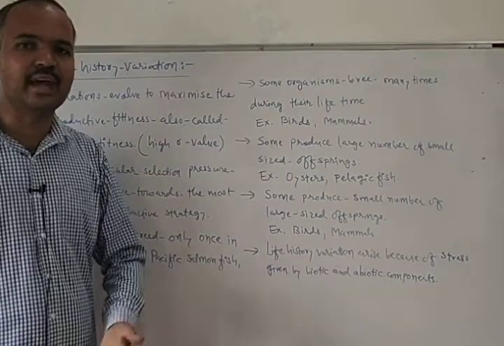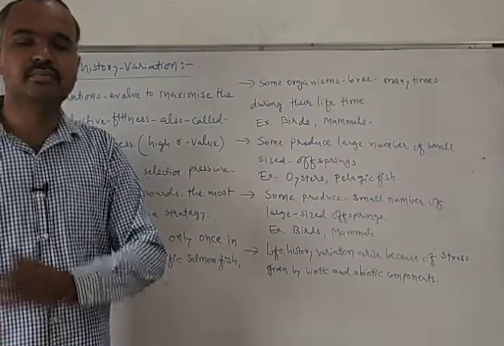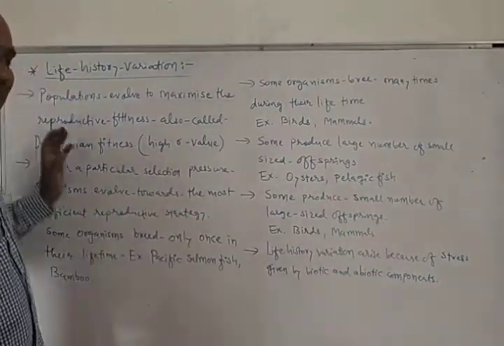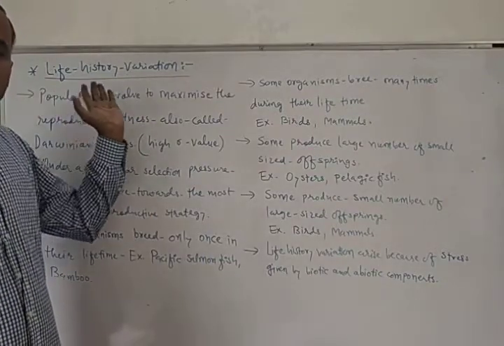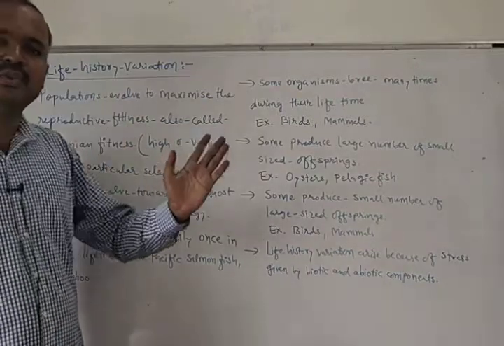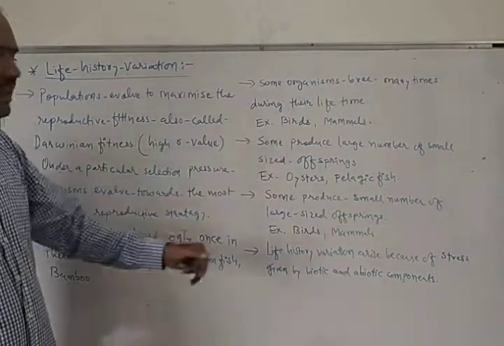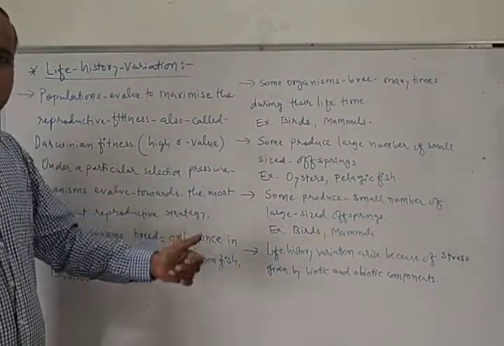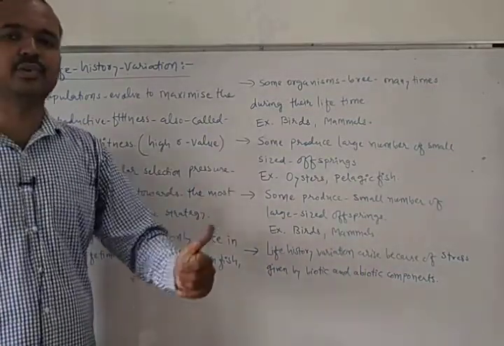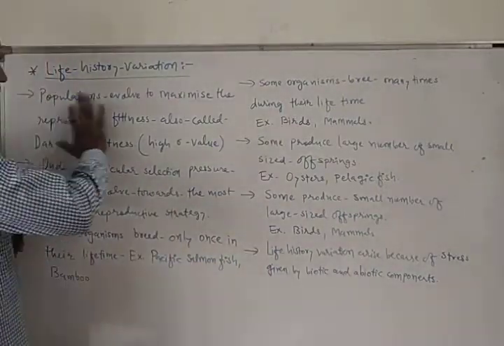You all know about R. What is R? The natural rate of intrinsic growth is known as R. So what we are saying is that we are learning a topic called life history variation, and in that we made the first point: all populations evolve to maximize their reproductive fitness, also known as Darwinian fitness. And high reproductive fitness means a high R value, the natural rate of intrinsic growth. So this is the first point.